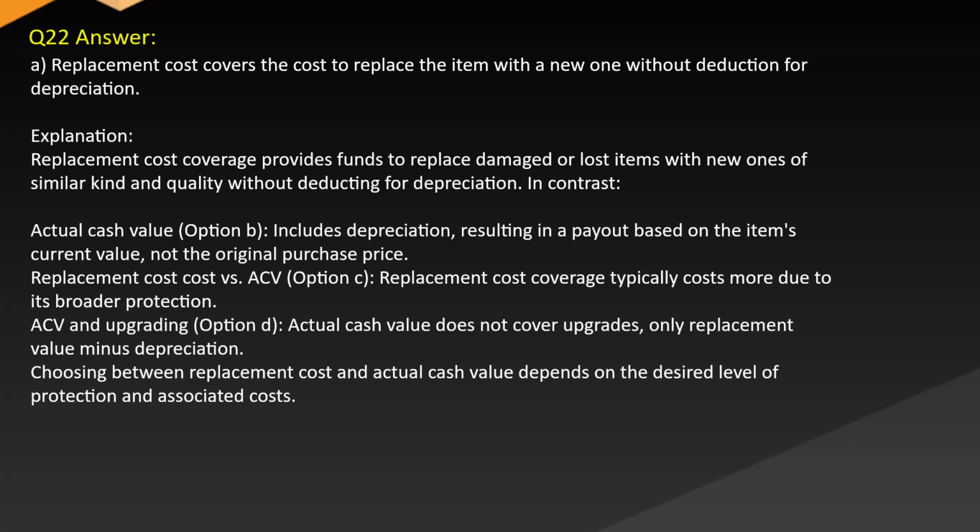Replacement cost versus ACV, option C. Replacement cost coverage typically costs more due to its broader protection. ACV and upgrading, option D. Actual cash value does not cover upgrades, only replacement value minus depreciation. Choosing between replacement cost and actual cash value depends on the desired level of protection and associated costs.